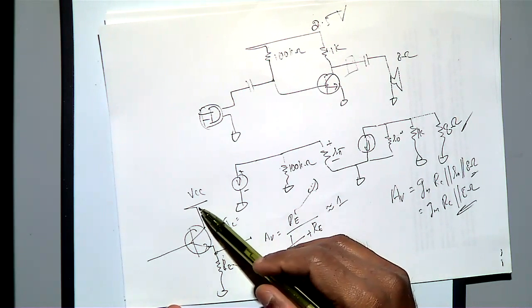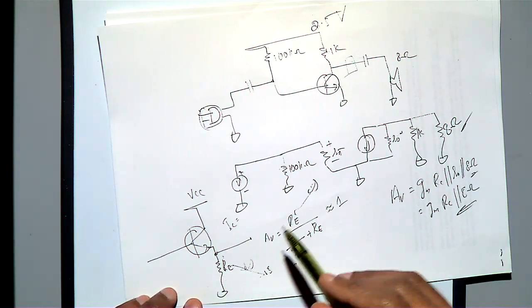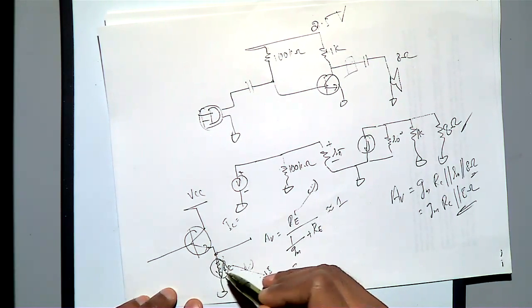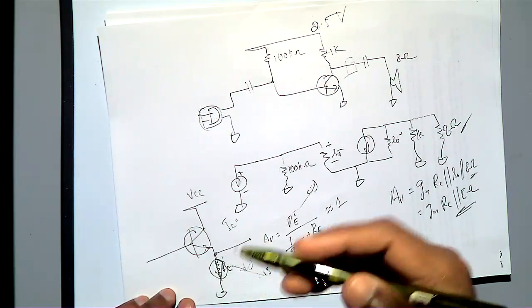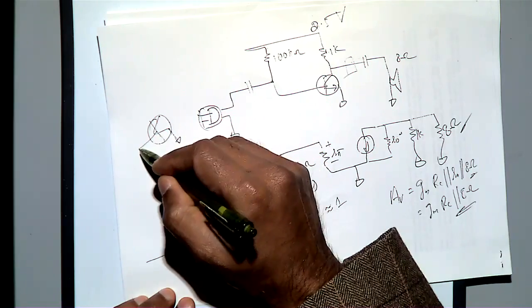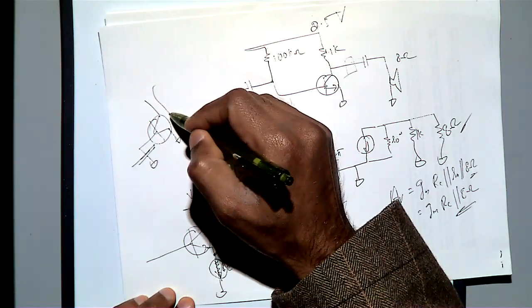Yeah, because then your collector current is a problem, your transistor has a problem. In order to avoid that, what people do is connect a constant DC current source. Using a transistor, you can make a DC current source. How to make it: you give a constant voltage here, and then this is actually a current source.